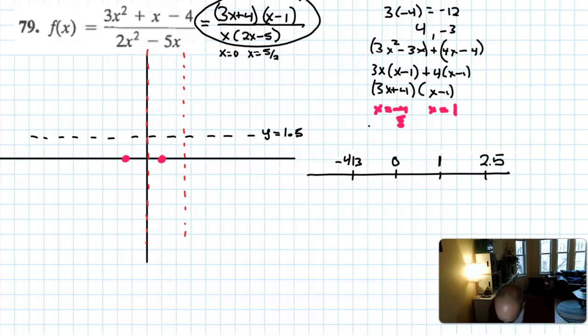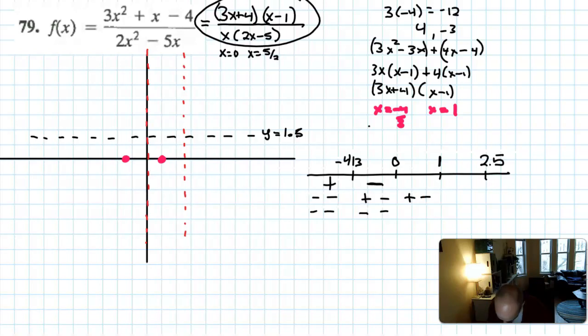So less than negative 4/3, all these are going to be negative. 4 negatives, so that should be positive. Maybe at like negative 1, we're going to have a positive, negative, negative, negative. Maybe at like 1/2.